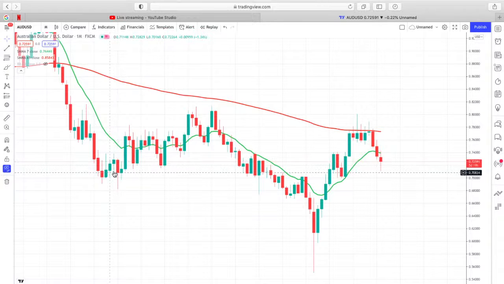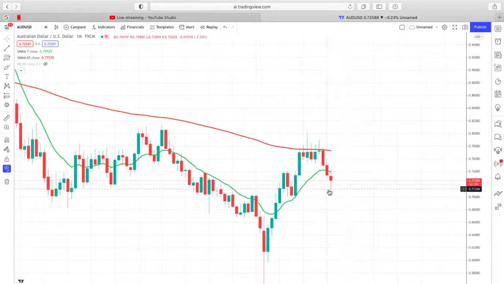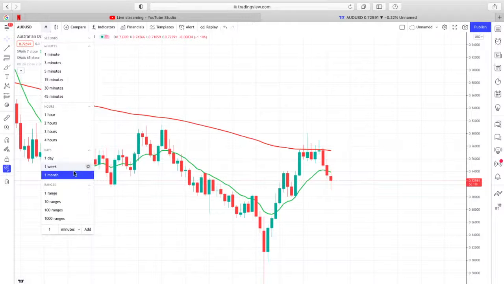I feel like if this area does get broken, we can definitely see prices come all the way back down there. But for right now, the market is retracing, so I feel like this is going to be a strong demand zone where buyers want to get back in. But we can't ignore that the 7 is below the 65 on this one, and this has been making lower lows and lower highs. So let's just take that into consideration.